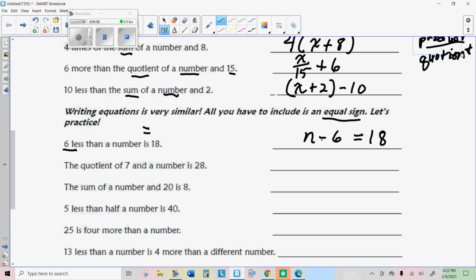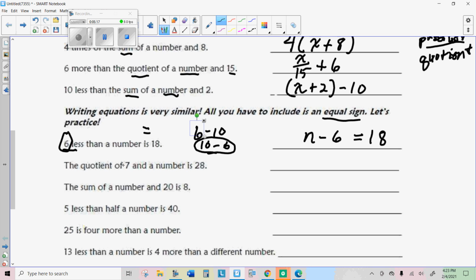6 less than a number looks like that. Now I know some people think that I should do 6 first because it's coming first here, but think about this. If you want 6 less than 10, that would be 4, right? Now, would you get that by doing 6 minus 10 or 10 minus 6? And the answer is that one.